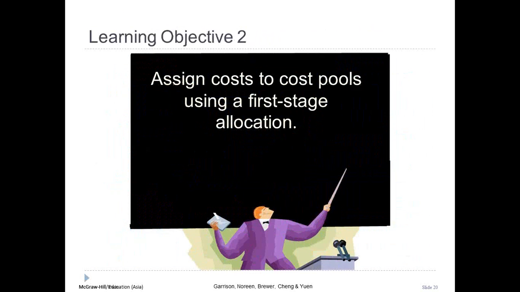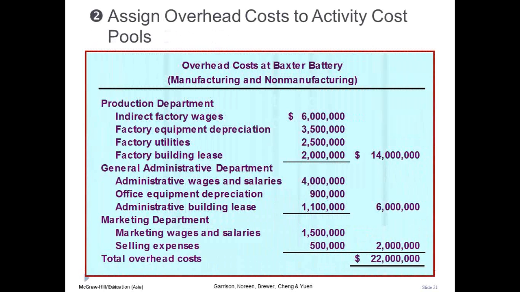So, learning objective 2: let's assign cost to cost pools using a first stage allocation method. The second step in implementing ABC is to assign overhead costs to activity cost pools. This is also called the first stage allocation. Baxter Battery's annual overhead costs, both manufacturing and non-manufacturing, that it intends to assign to its activity cost pools are shown in this slide.